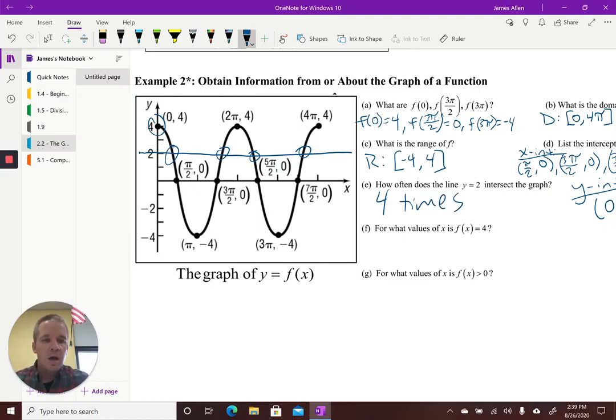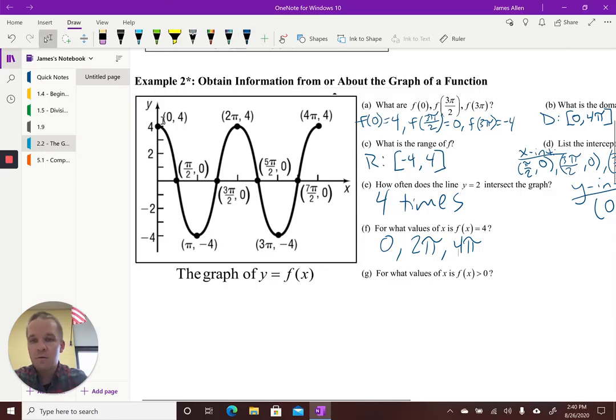For what values of x is f of x equal to 4? Let's see here. When is this graph equal to 4? So when is the output value equal to 4? Well, that would be all up top here. So my x values would be 0, 2 pi, and 4 pi. For those values, if I plugged in 0, I would get 4. If I plugged in 2 pi to this function, I would get 4. And if I plug in 4 pi, I'd get 4.